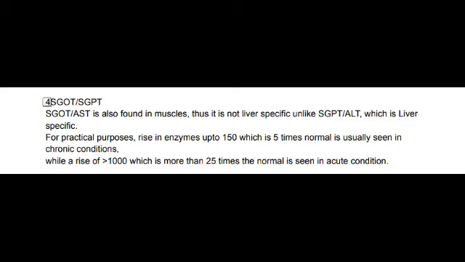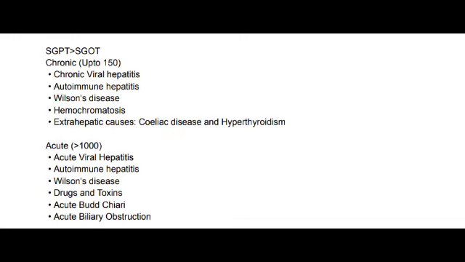So for practical purposes, a rise of up to around 150, or that is 5 times the normal levels, is considered to be a chronic causation, whereas a rise of more than 1000 is said to be seen in acute conditions. So first let us see the conditions which cause a rise in SGPT levels more than SGOT levels. SGPT is ALT, which is liver specific.